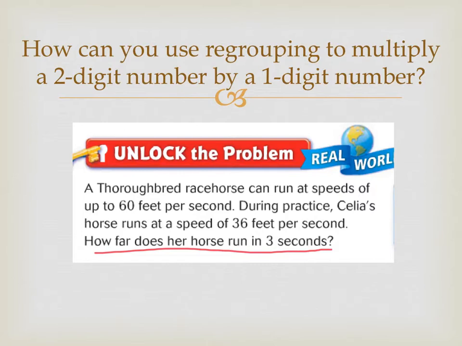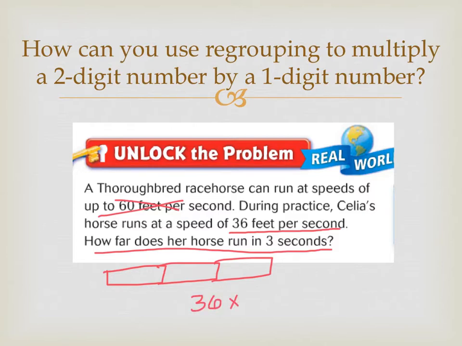When I look in the problem, I see that Celia's horse runs specifically at 36 feet per second. The fact that they can run up to 60 feet per second is extra information that I don't need for this problem. If Celia's horse runs 36 feet per second for 3 seconds, that means she did 36, another 36, and another 36. So I'm going to find the answer by doing 36 times 3.